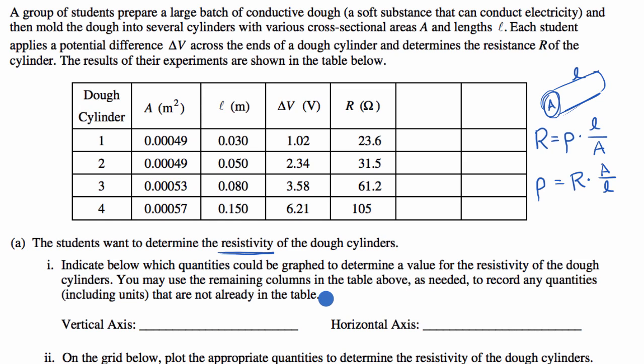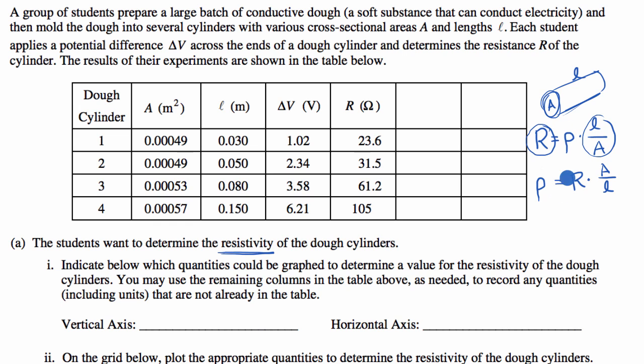Well, I can think of two ways to do that. You could make a scatter plot, where on the horizontal axis you put L over A, and on the vertical axis you put resistance. And then the resistivity would be the slope of a line that you try to fit to those points. So that's one way to do it.